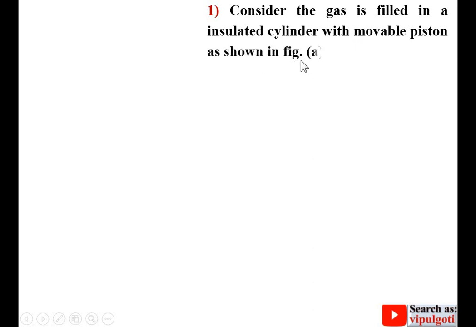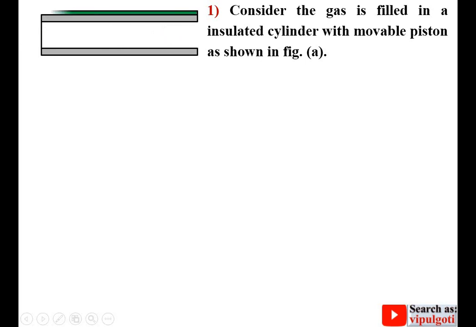First step, consider the gas is filled in an insulated cylinder with a movable piston as shown in figure A. So let's consider first of all the cylinder, and that is insulated. This green color is the insulating material that is used to cover this cylinder. So now this is an insulated cylinder in which there is a movable piston. This yellow color is the piston, and this space is filled with the gas, and that is now the system for the analysis.